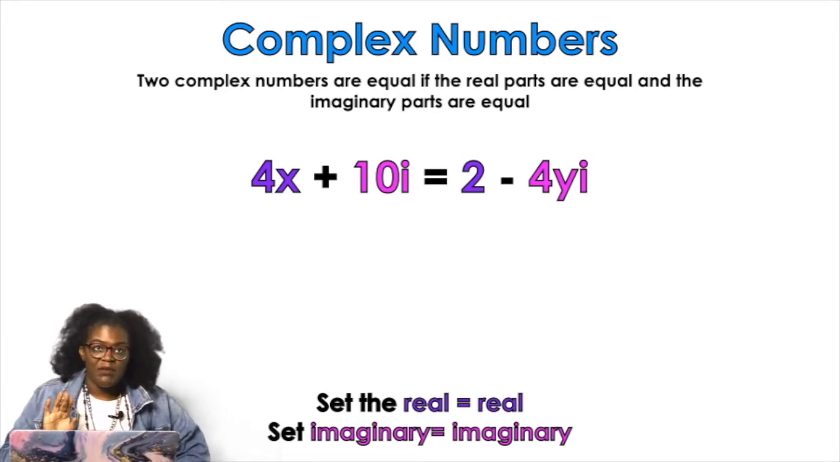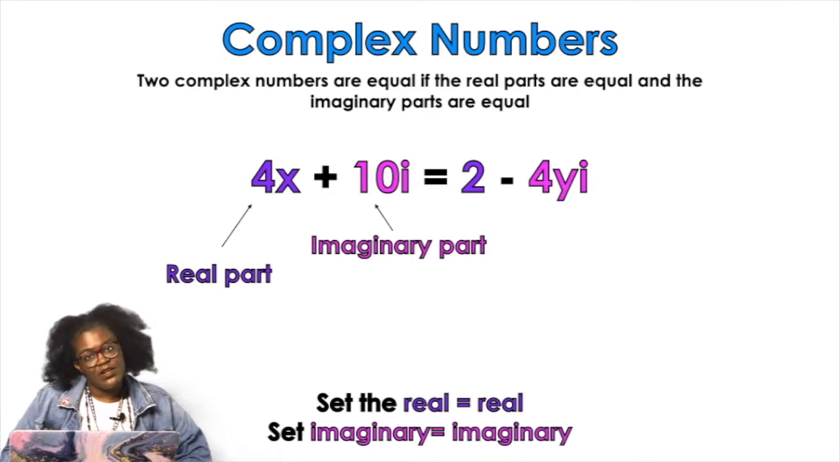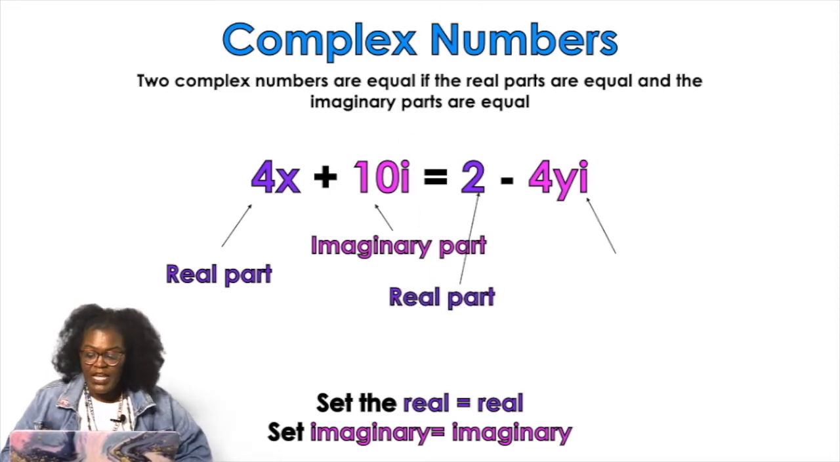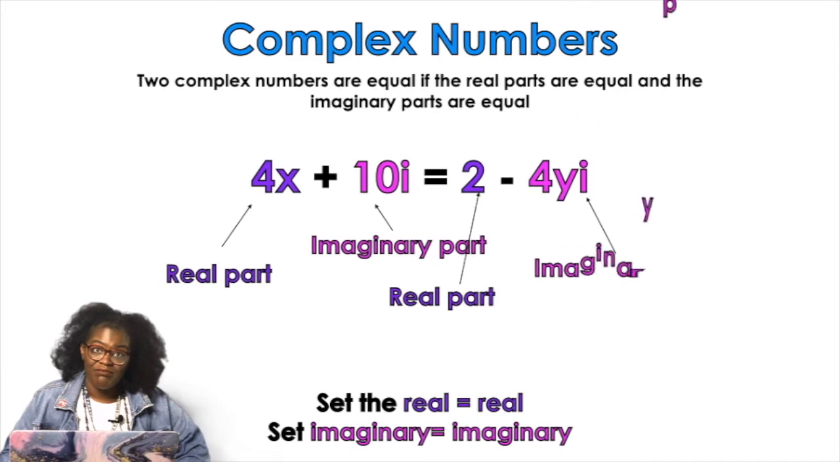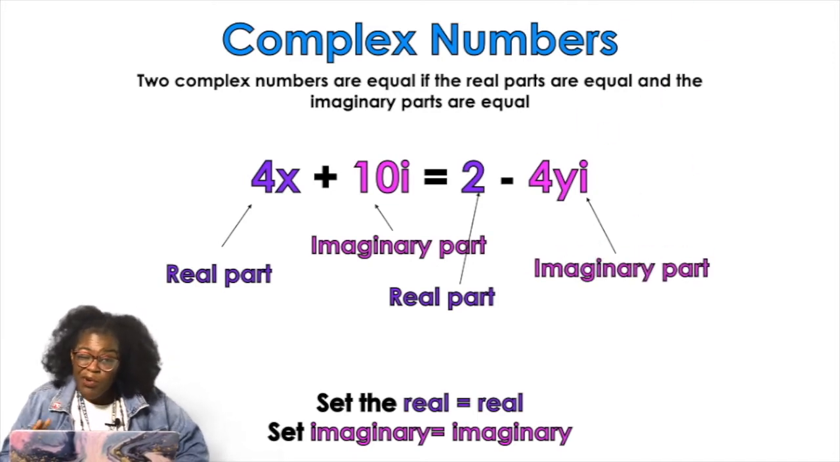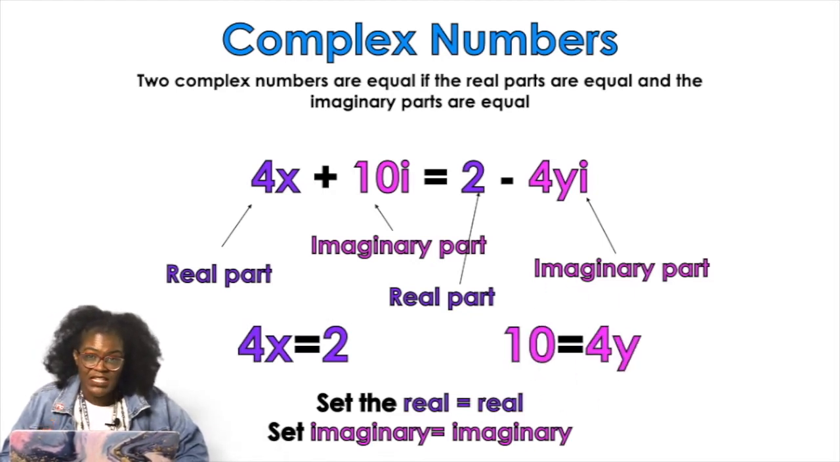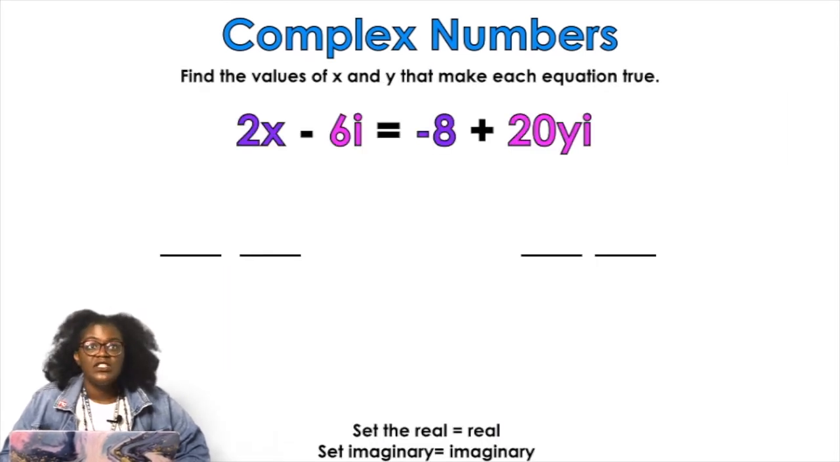So in this problem, I have 4x plus 10i. 4x is real, 10i is imaginary. On the other side of the equation, I have 2 minus 4yi. So that means that 2 is real and 4yi is imaginary. So when I'm solving a problem like this, I say 4x equals 2 and 10 equals 4y. So using that information, set real equal to real, imaginary equal to imaginary.